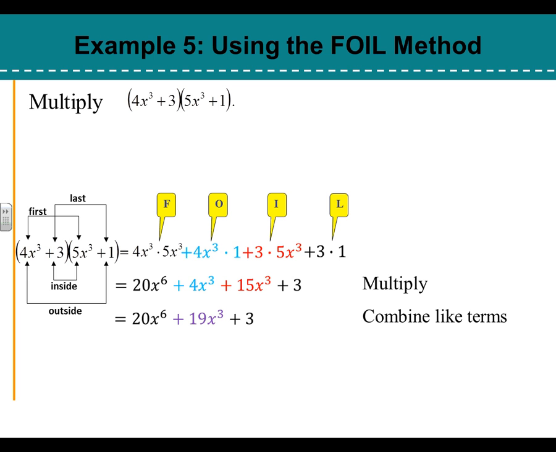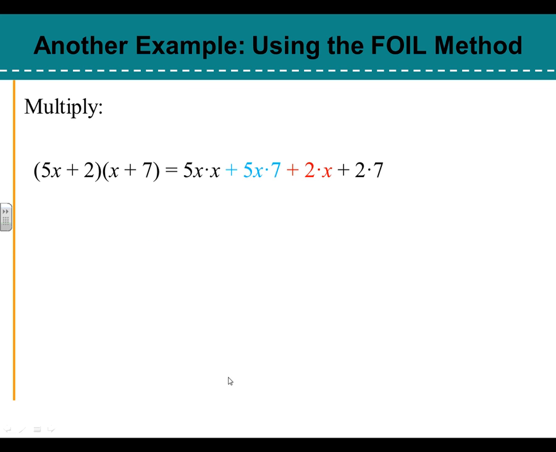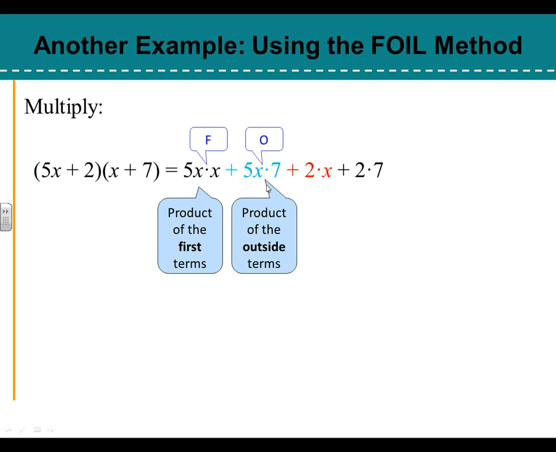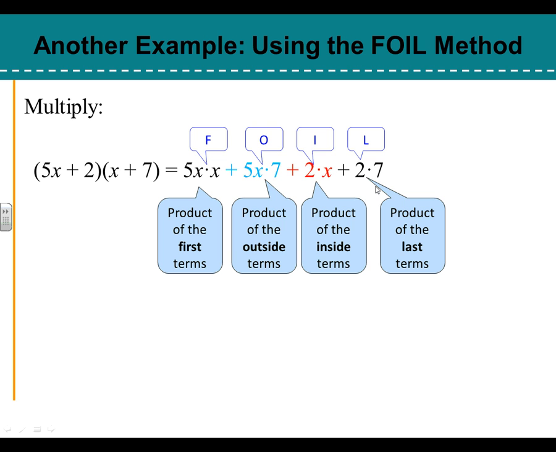Remember, whenever you're multiplying, if you have a term, the sign that comes in front of it goes with the term. So if there's a minus sign with it, then that goes with it. Okay? So here's another example. Here are my first terms. Here is O for outside. Then next we have the inside terms, and then we have the last terms.